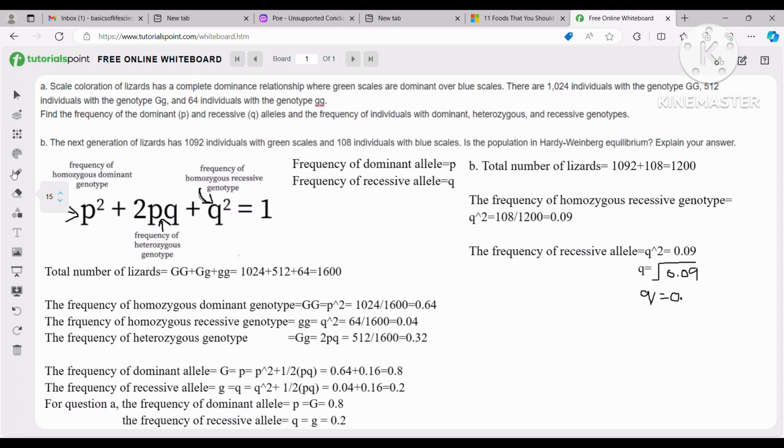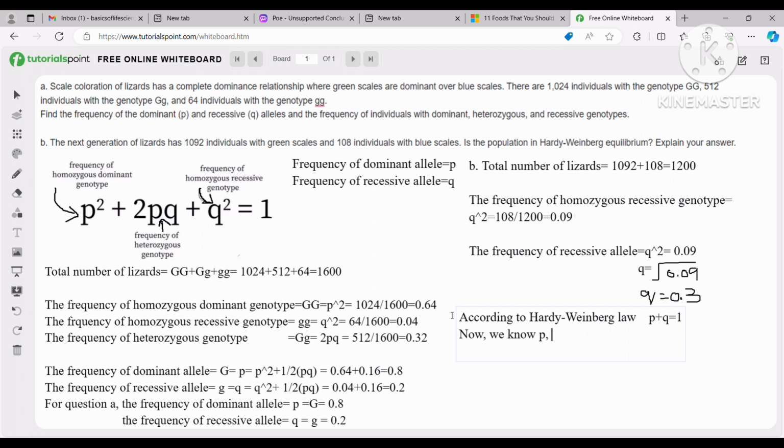Once you know the frequency of the recessive allele, you can easily calculate the frequency of the dominant allele. As I told you, p plus q is equal to 1. You already know q is 0.3. So p is equal to 1 minus 0.3, which is 0.7. So 0.7 is the frequency of the dominant allele. Once you know the frequencies of the dominant and recessive alleles, you can easily calculate the frequency of the homozygous dominant genotype simply by multiplying 0.7 with 0.7. It is 0.49.